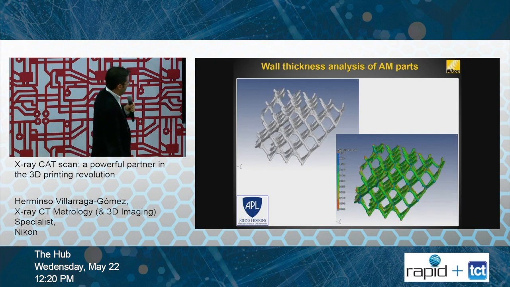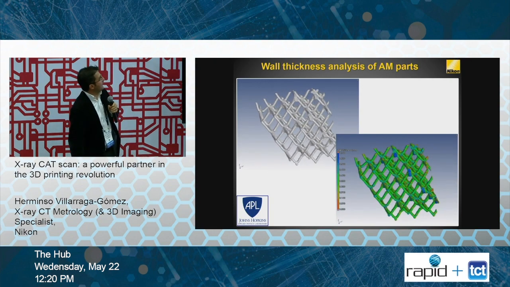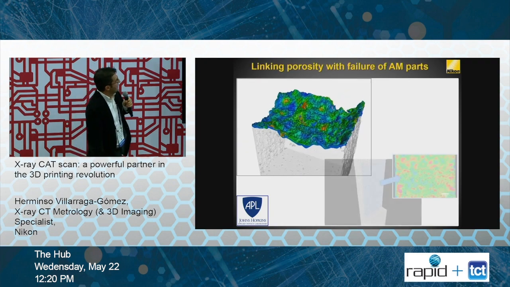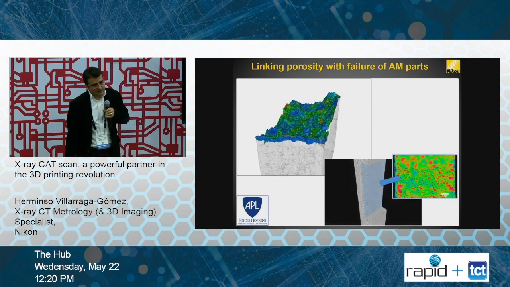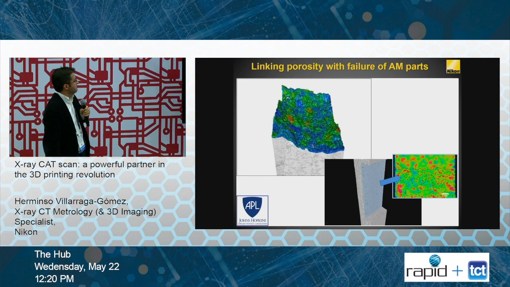Our friends from the Johns Hopkins Applied Physics Laboratory also do this kind of test for wall thickness analysis, and they have another interesting one for checking linking porosity to failure of the additive manufacturing parts.